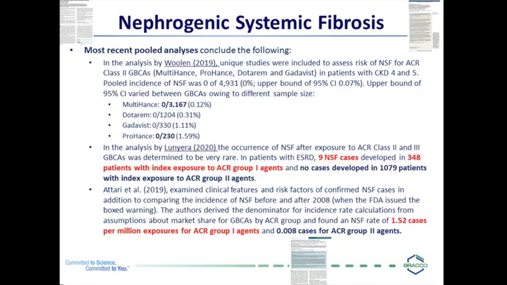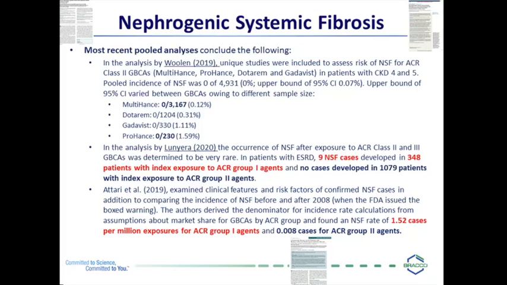The analysis by Lunyera, which used a very rigorous methodology and was published in Annals of Internal Medicine in 2020, showed that the occurrence of NSF after exposure to ACR class 2 and class 3 agents was very rare. In patients with end-stage renal disease, 9 NSF cases developed in 348 patients with exposure to ACR group 1 agents, and no cases developed in 1,079 patients with exposure to ACR group 2 agents.